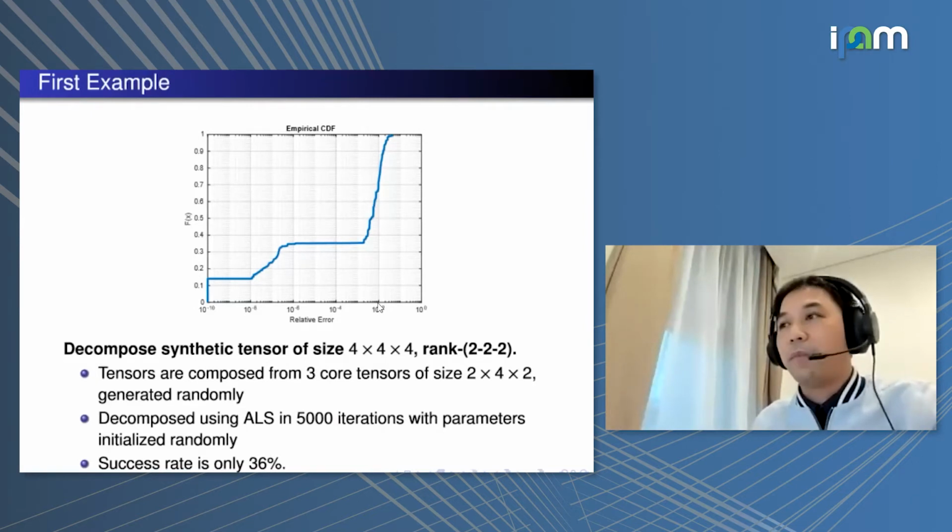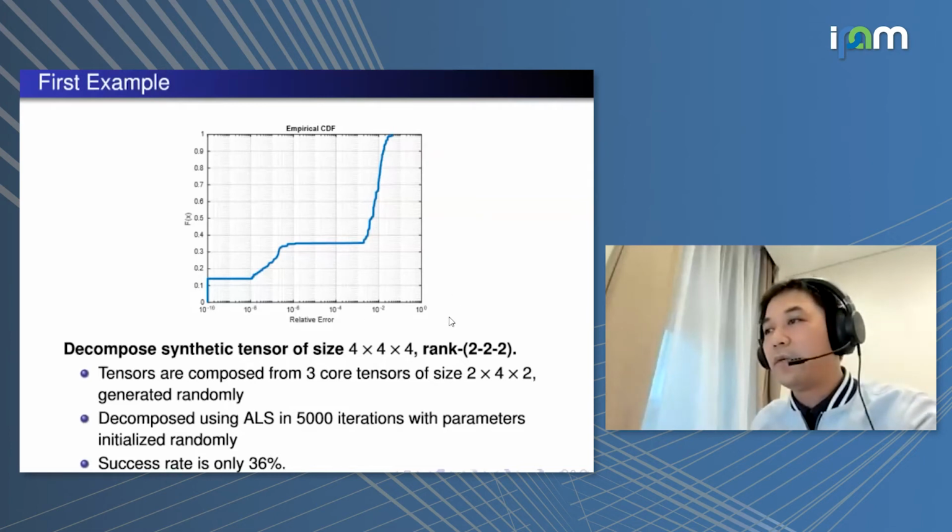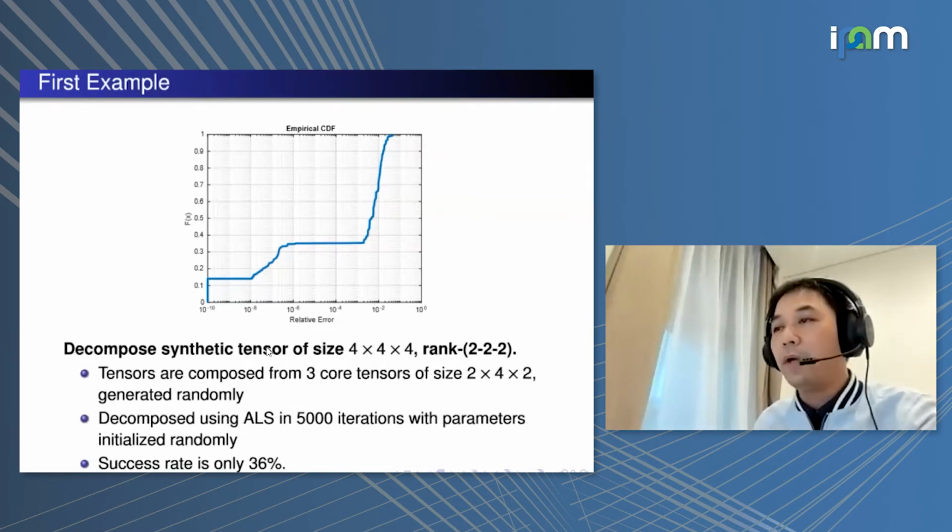Let me first show you the first example. The tensor is very small, only of the size 4 by 4 by 4. It is composed from 3 core tensors of the size 2 by 2 by 2, which means the tensor has rank 2 2 2. We randomly generate the core tensors and compose them, and we have 1,000 tensors like this one. Then we apply the ALS algorithm. We run it for 5,000 iterations and initialize the parameters randomly. What we see here is that the success rate is only 36%. So in order to get the perfect decomposition, we need to run many times.